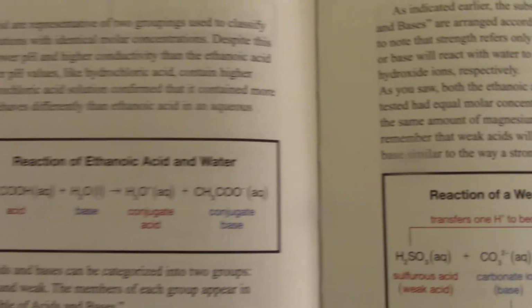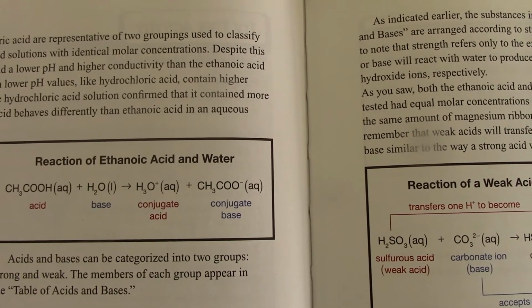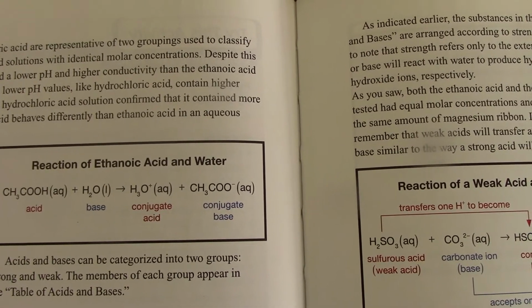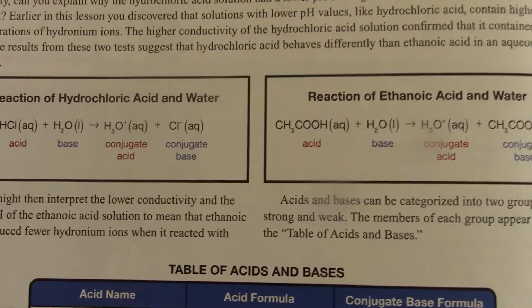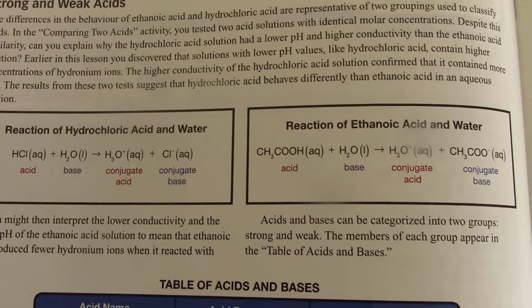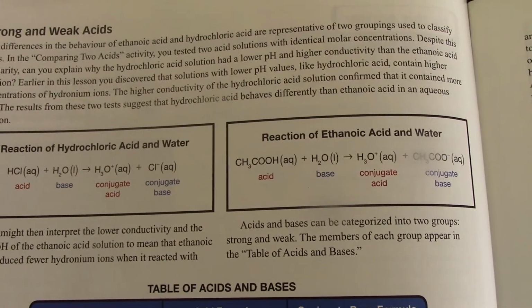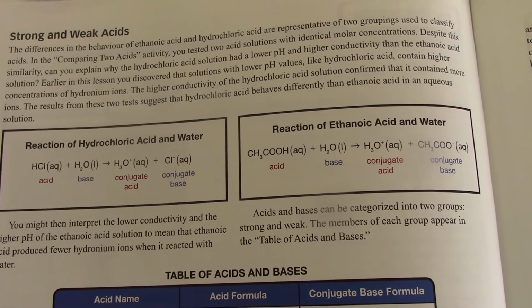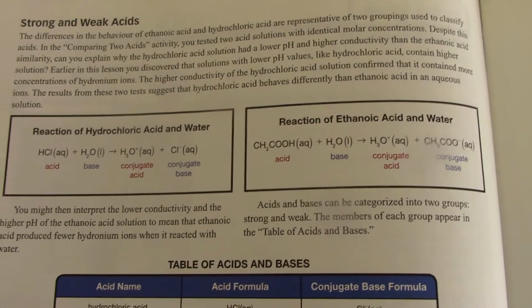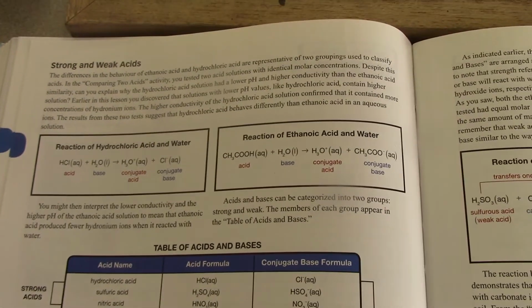Okay, right, so you can see ethanoic acid here. This is a weak acid. It's going to make hydronium and acetate. Hydrochloric acid makes hydronium and chloride ion. The difference is that the hydrochloric acid will completely dissociate, all of the HCl will end up as H3O+, whereas with CH3COOH, not all of it will end up as H3O+. A lot of it will just stay as CH3COOH. All right? So it won't completely dissociate.